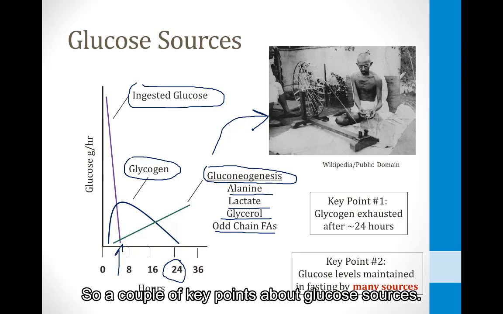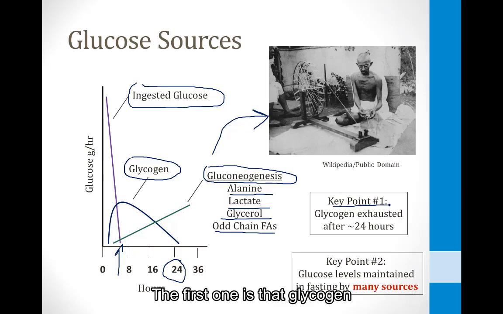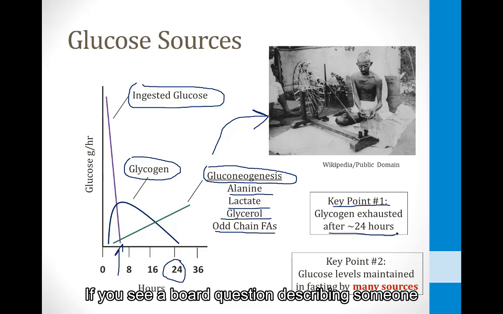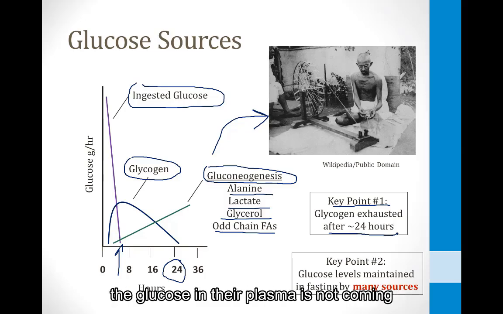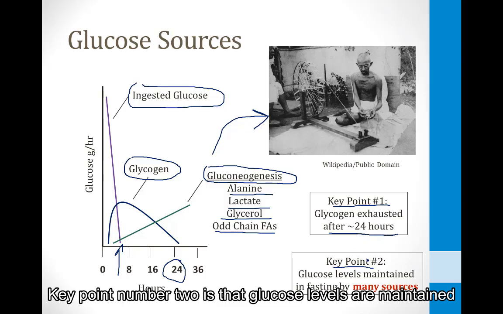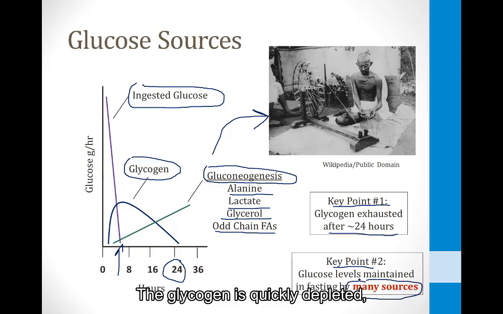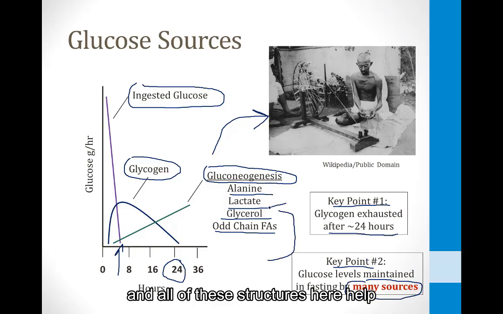So, a couple of key points about glucose sources. The first one is that the glycogen in your body is exhausted after about 24 hours. If you see a board question describing someone who's been fasting for 3 or 4 days, the glucose in their plasma is not coming from glycogen at that point in time. Key point number 2 is that glucose levels are maintained in fasting by many different sources. The glycogen is quickly depleted, and all these structures here help to provide glucose for the plasma.